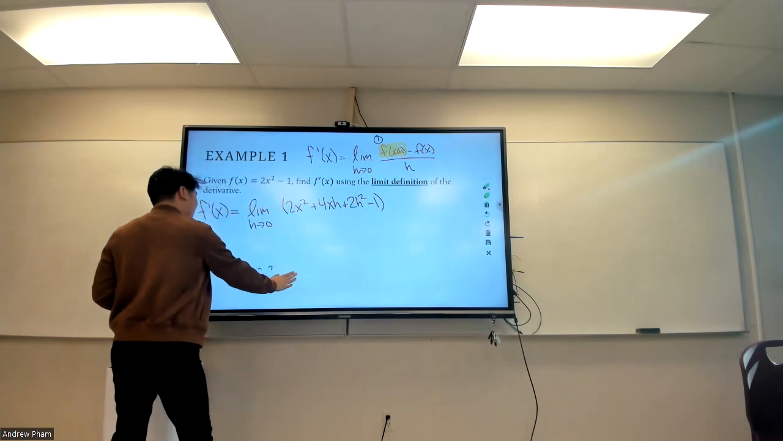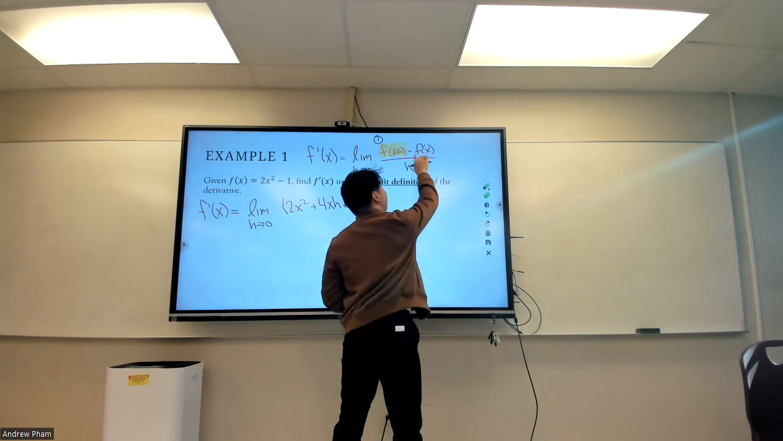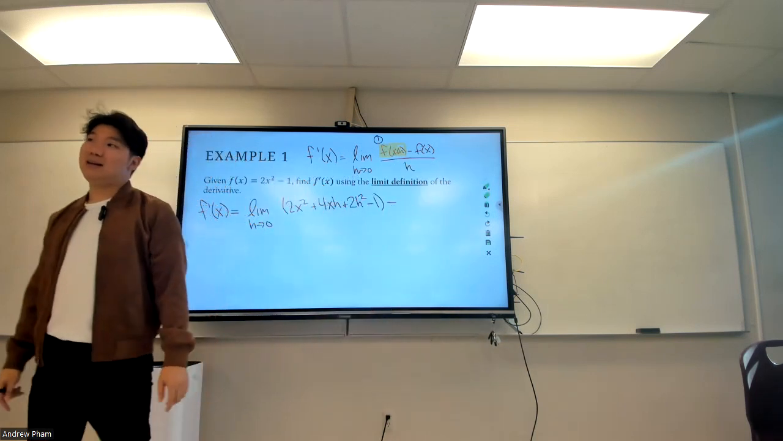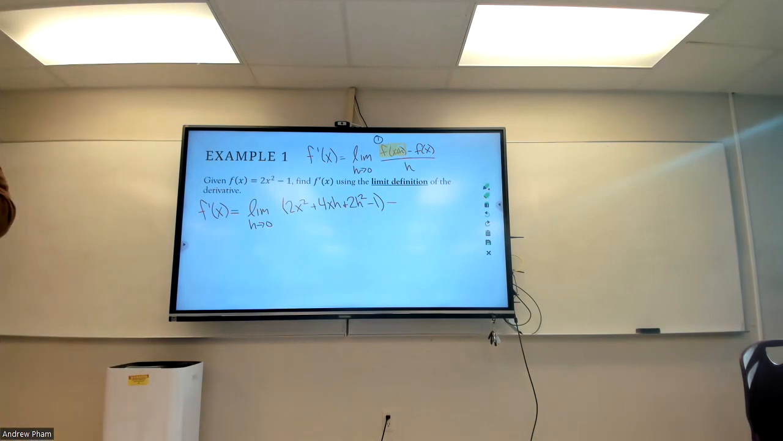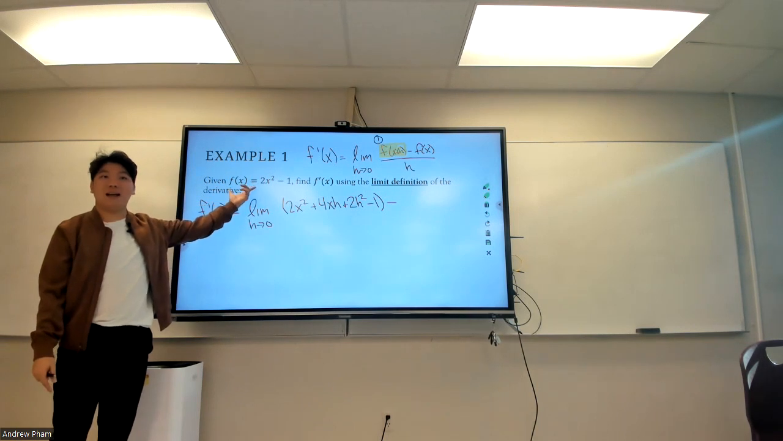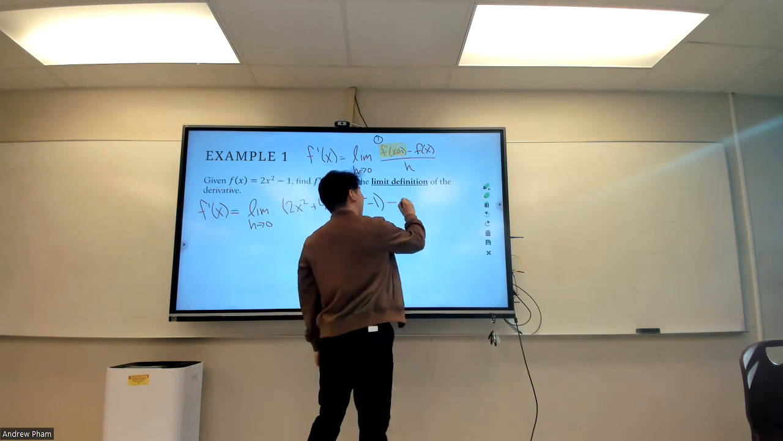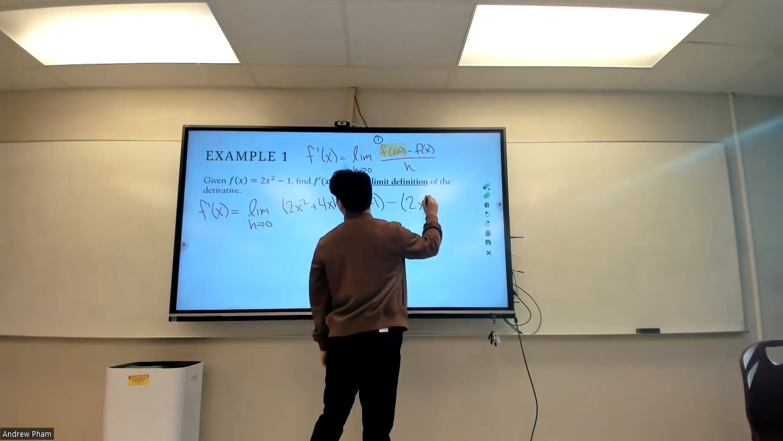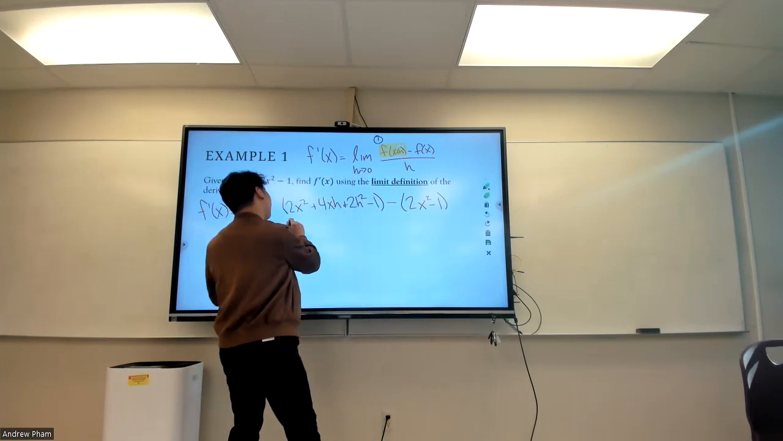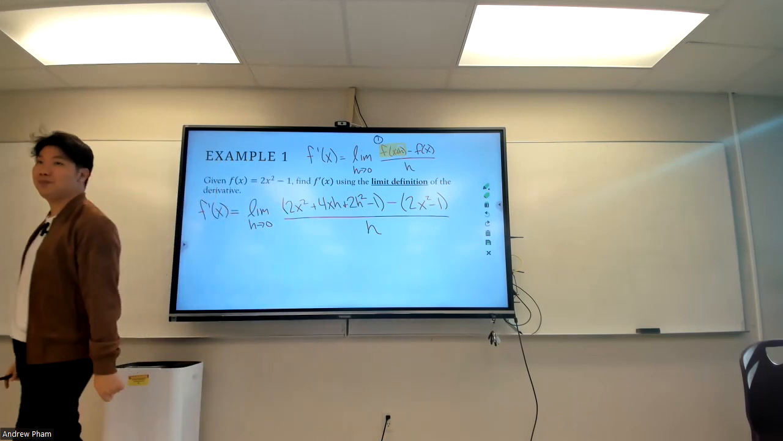All right, so I still have some other parts of my definition. I have minus f of x. What is f of x? We have that from the beginning already. We say right here, f of x is 2x squared minus 1. And I'm just being extra careful and putting these parentheses inside to make sure I'm not accidentally forgetting a negative or a positive. All over h.